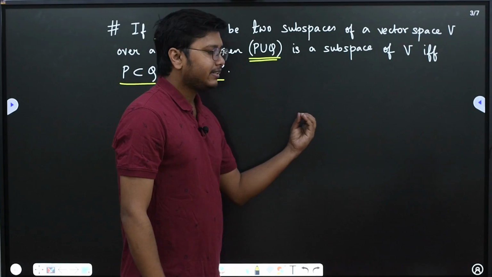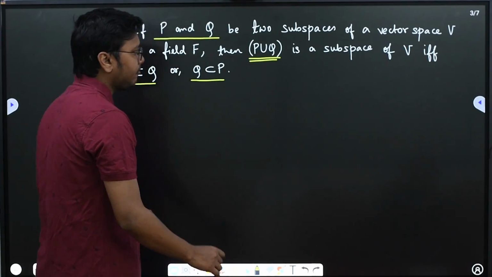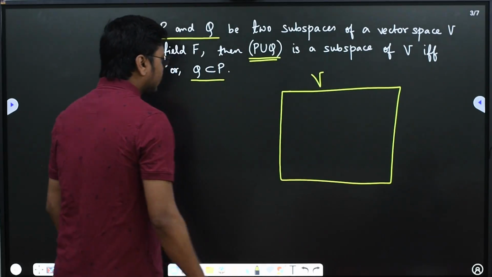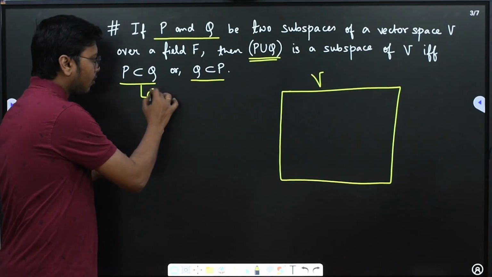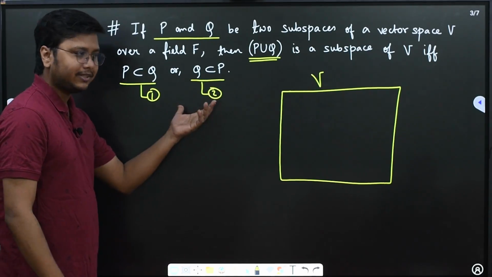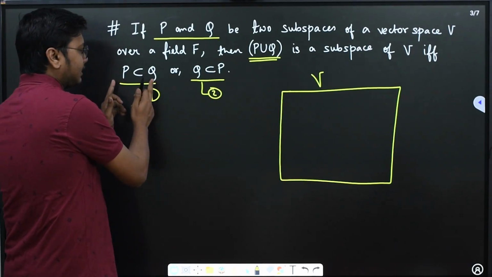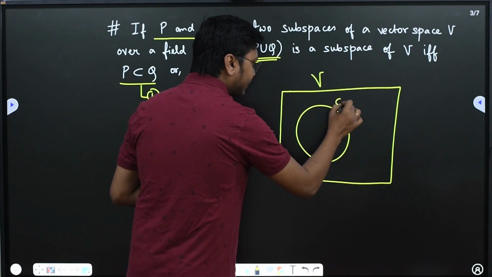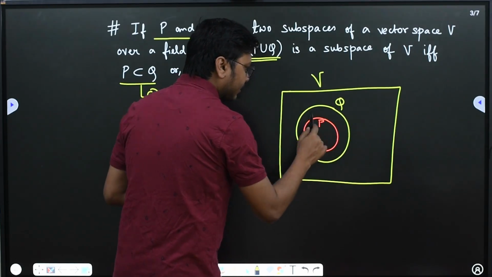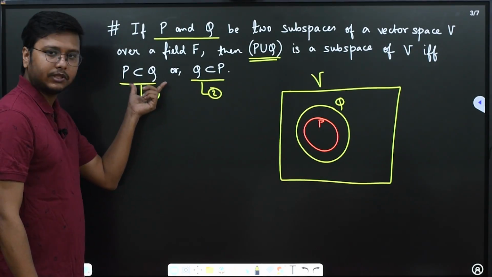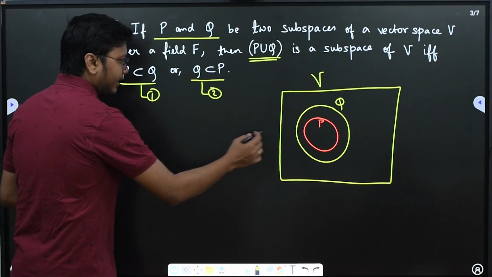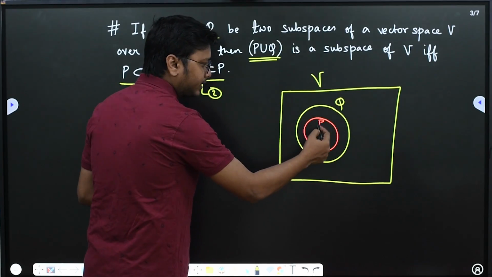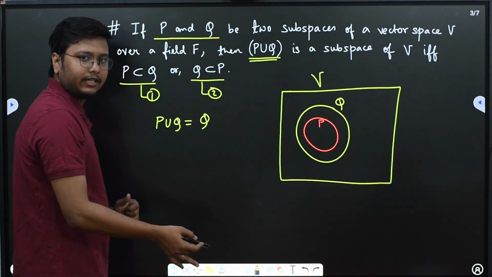Now if we look at this in a Venn diagram form, then it's very obvious that I have a vector space V. Let's say this is my first condition and this is my second condition. So any one of them has to be satisfied. If I satisfy the first condition, that means P is a subset of Q, I have Q something like this and I have P something like this. P is completely inside Q because P is a subset of Q. So obviously you can understand, if this is the case, then P union Q will be the union of this Q set and the P set, which will ultimately be the Q set again.